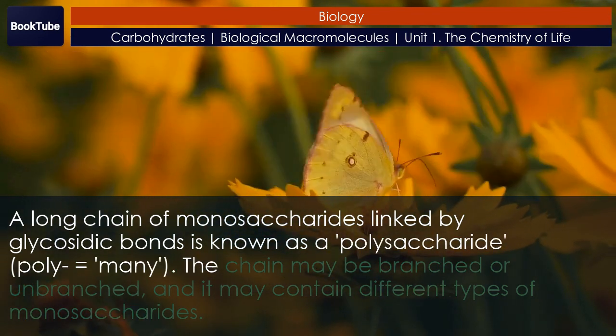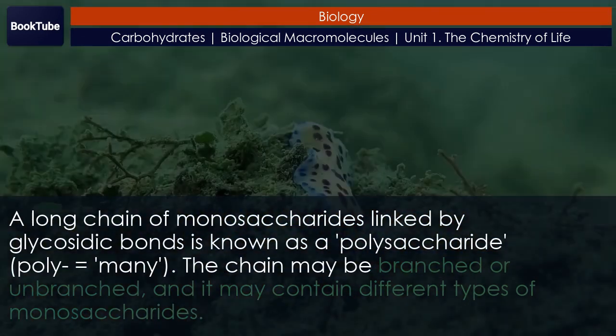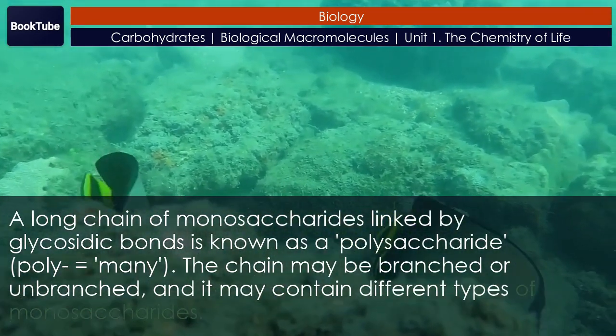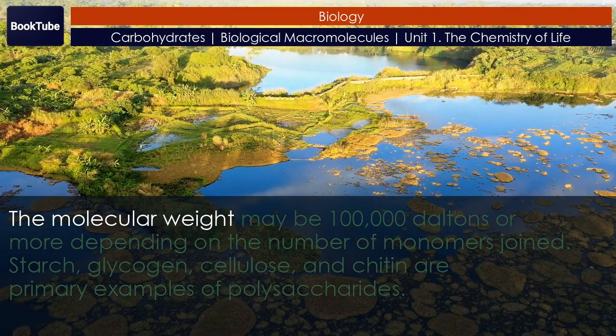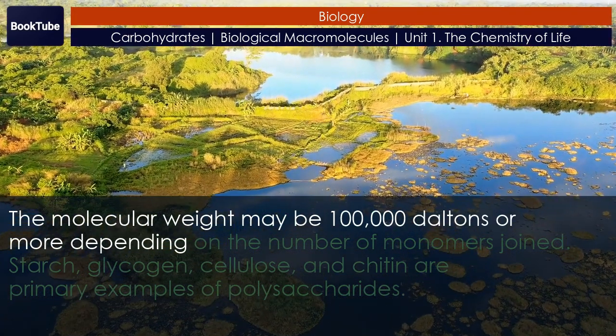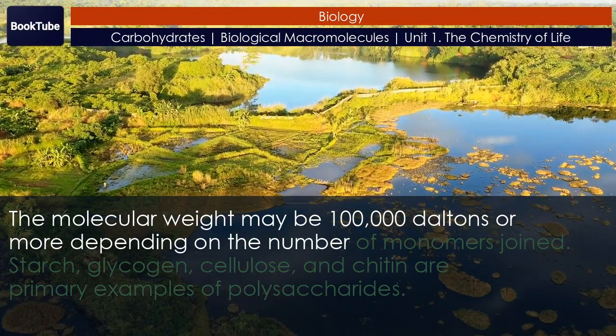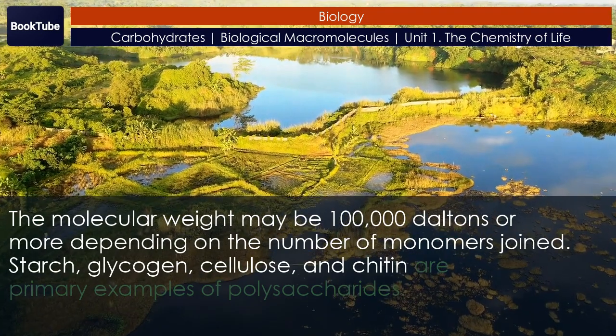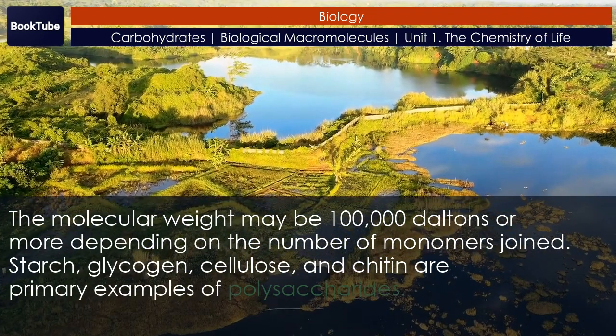Poly equals many. The chain may be branched or unbranched, and it may contain different types of monosaccharides. The molecular weight may be 100,000 daltons or more, depending on the number of monomers joined. Starch, glycogen, cellulose, and chitin are primary examples of polysaccharides.